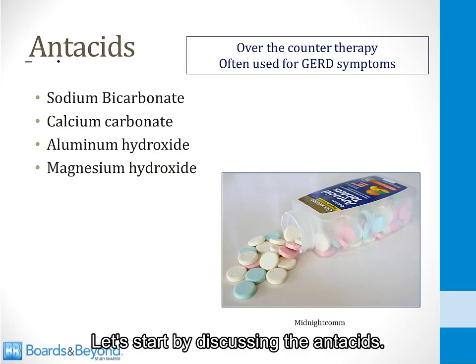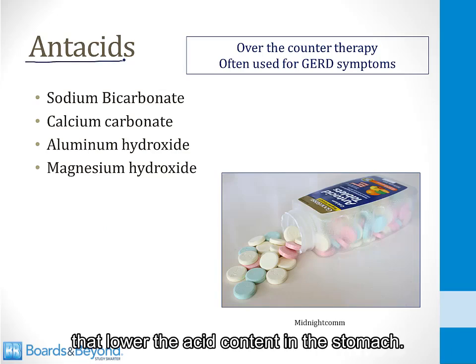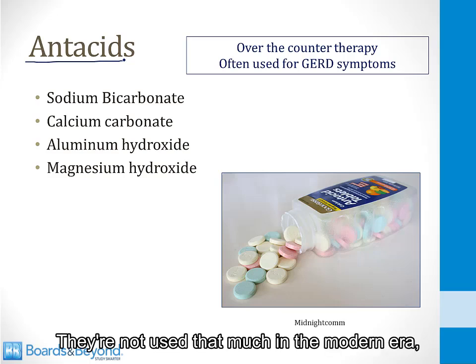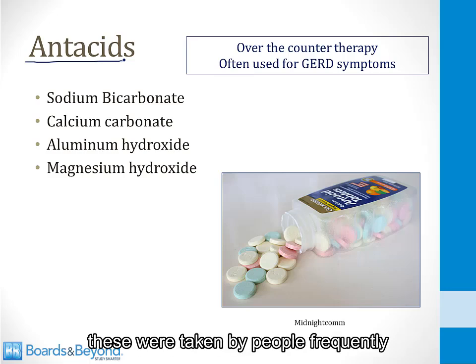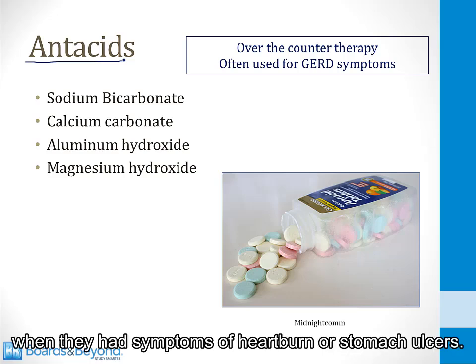Let's start by discussing the antacids. These are all drugs that lower the acid content in the stomach. They're not used that much in the modern era, but years ago, before we had histamine blockers and proton pump inhibitors, these were taken by people frequently when they had symptoms of heartburn or stomach ulcers.